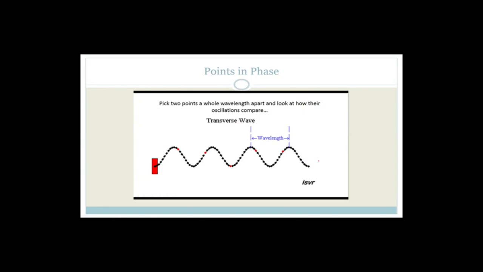Okay, so now we need to talk about points in phase, okay? So we're going to define this, but what I want you to realize, and you need to look very carefully, is that there's a little red dot, there's a red dot, there's a red dot, okay? That there is a wavelength, but we'll talk about wavelengths in a minute.